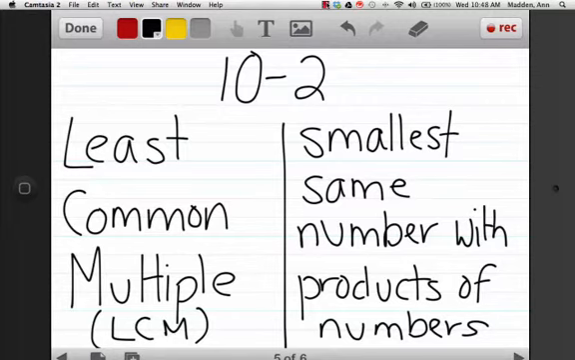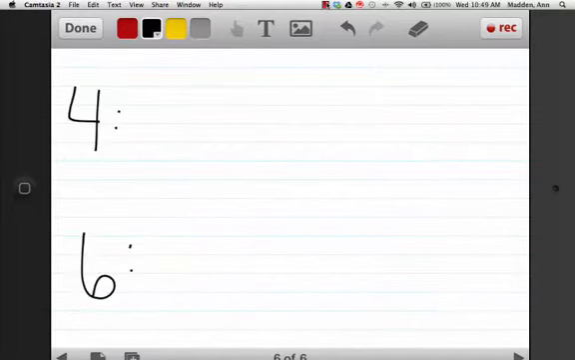All right, let's take out your notes. 10-2 goes at the top. The least common multiple, or LCM, is the smallest same number with the products of the numbers. And remember, product means multiplication. I want you to try one example. Pause it, and then see if you are correct.